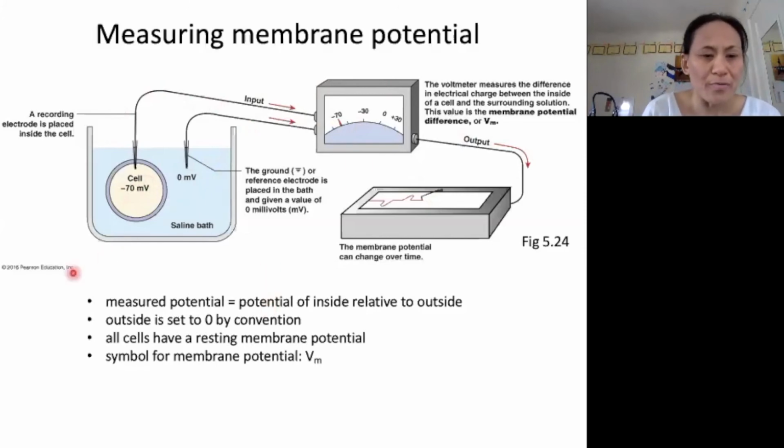So going through these points here, the measured potential is the potential of the inside relative to the outside. The outside is set to 0 by convention. All cells have a resting membrane potential, as I already mentioned, but we do have special types of cells in our bodies that can change their membrane potentials in a dynamic way. Neurons are one of those types of cells. Muscle cells can also do that. We have our symbol for membrane potential, which I already mentioned: the capital V with the subscript M.